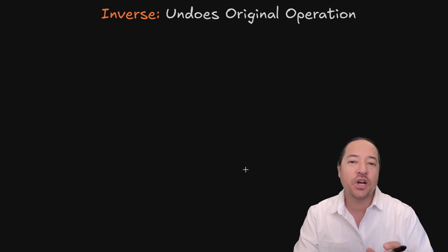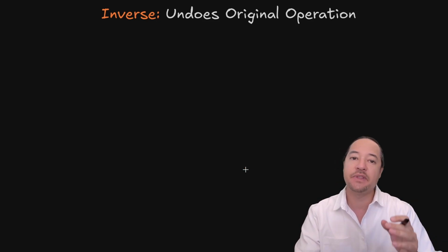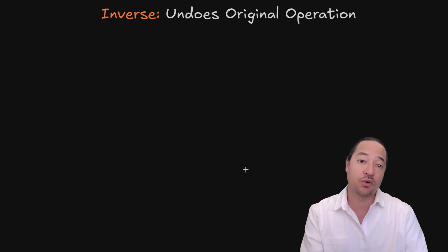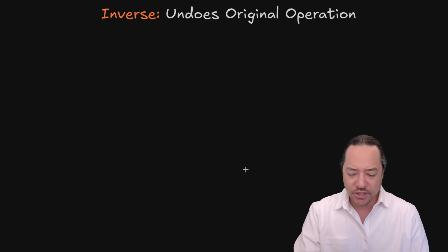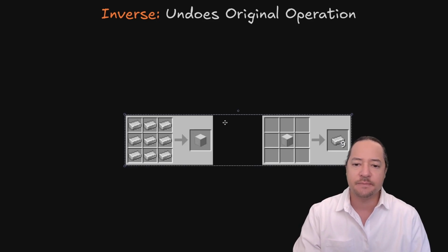Okay, now I'm going to talk about the concept of an inverse. An inverse is something that undoes some original operation. And in math, we're going to find this in a lot of different places. Let me try and give you an example of what this is talking about.